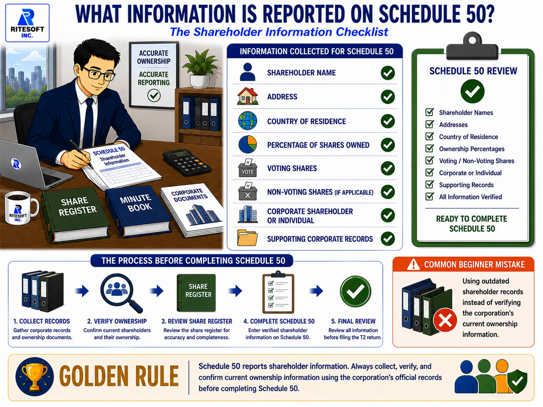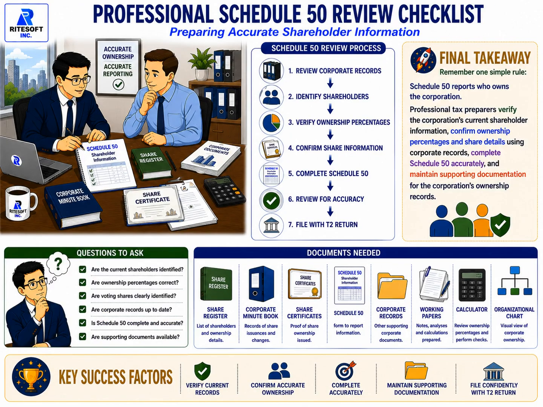Following this verification process helps ensure that the corporation's ownership information is complete, current, and accurately reported each year. Before filing a corporation's T2 return, professional tax preparers perform one final review of Schedule 50 to ensure that the shareholder information is complete, accurate, and supported by the corporation's official records. Let's walk through that review process.